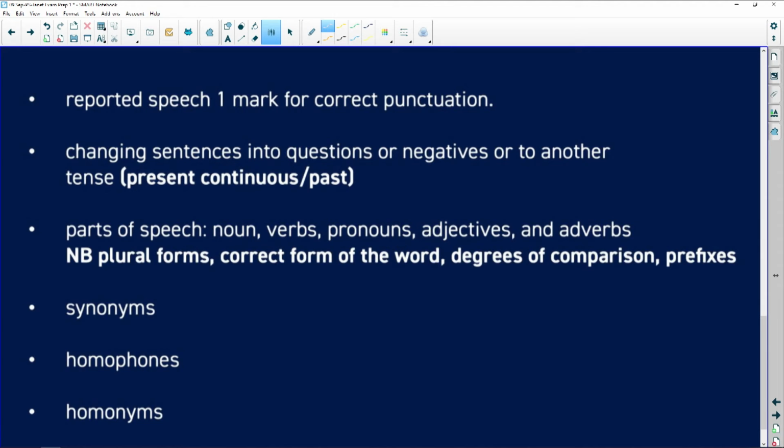Be able to recognize all your parts of speech. Again, look at past papers to help you. Watch for plural forms. They do like things like story, stories. Watch for the correct form of the word. That's when they say something like, we shall beauty our dining room. We shall beautify. So this is a noun, this is a verb. So you need to practice that.